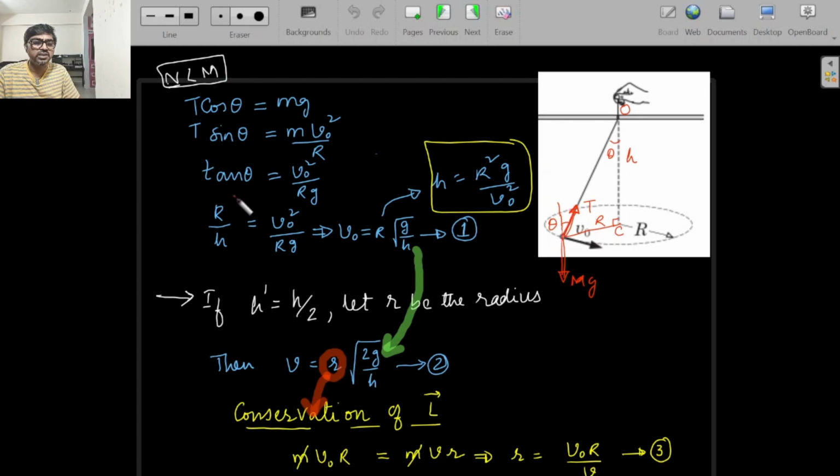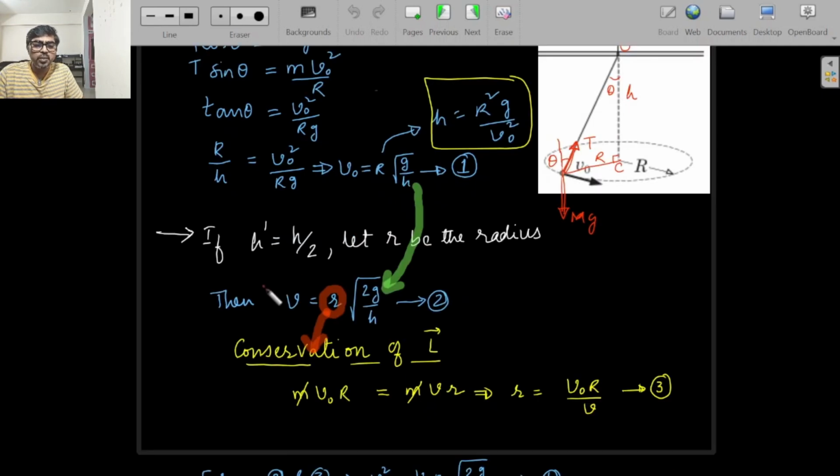By taking the ratio you get tan theta equal to V0 squared by R g, but tan theta wasn't given, so we need to eliminate it. Looking at the geometry, tan theta is the opposite side by the adjacent side. From there you get a relation between R, h and V0. You can write V0 equals R root g by h, otherwise h equals R squared g by V0 squared. So we got the relation using the conical pendulum.